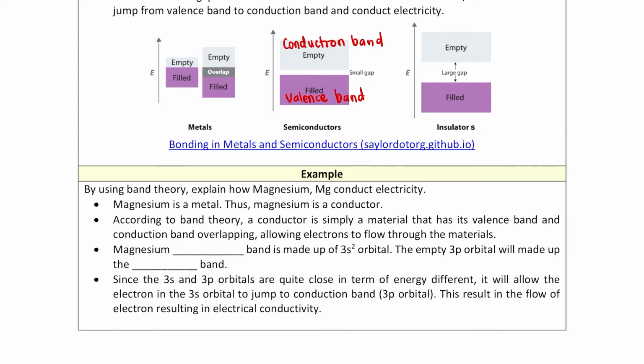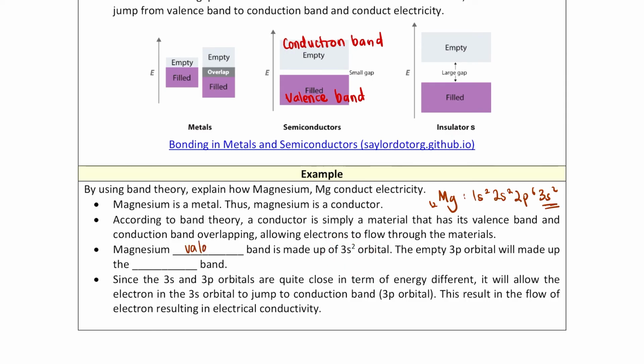Okay, so elektron tu boleh bergerak daripada valence band ke conduction bands. Okay, alright. So magnesium tempat kosong band is made up of 3s2 orbital. The empty 3p orbital will made up the upper band. Okay, we know that there are two types of band. Okay, so sama ada conduction band ataupun valence band. Okay, so for magnesium, there are 12 electrons. So 1s2, 2s2, 2p6, 3s2. Okay, so the valence electron here adalah 3s2. Okay, so that's mean 3s2 will made up the valence band.